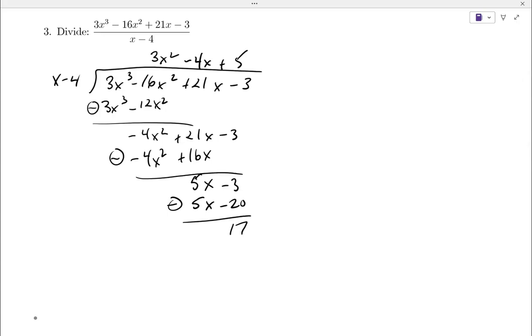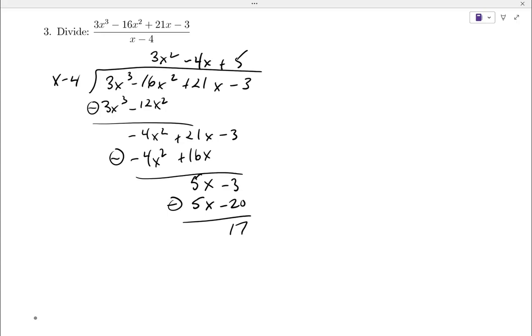Again, how do we know we're done? What are we looking at for our remainder relative to what we divided by? What has to be true? What tells us that we're done? Yeah, good. The power of x that's left here has to be less than the power of x that's up here, right? The degree of what's left has to be less than the degree of what we are dividing by. This is degree 0, because I can think about an x to the 0 there. That's degree 1. So we know that we're done.